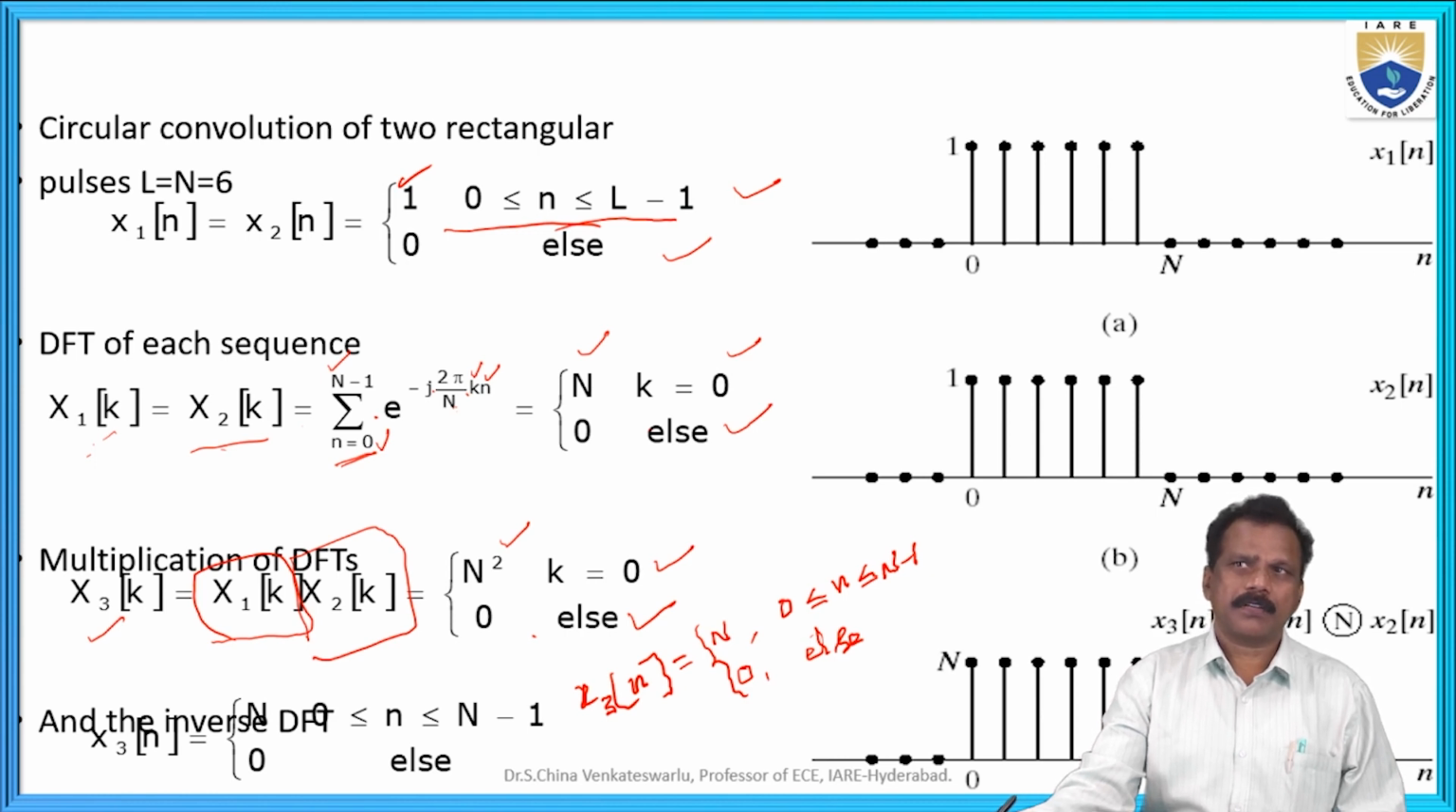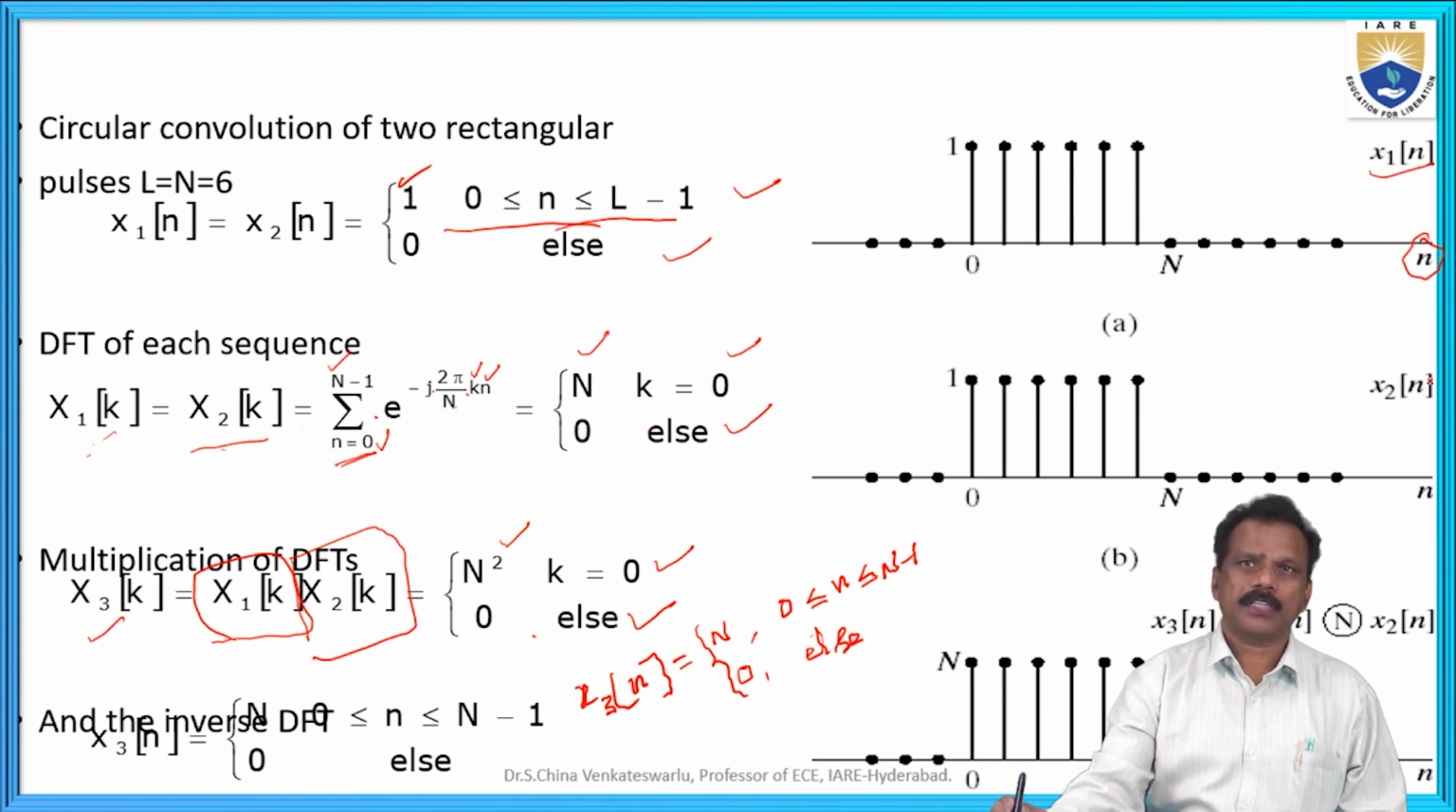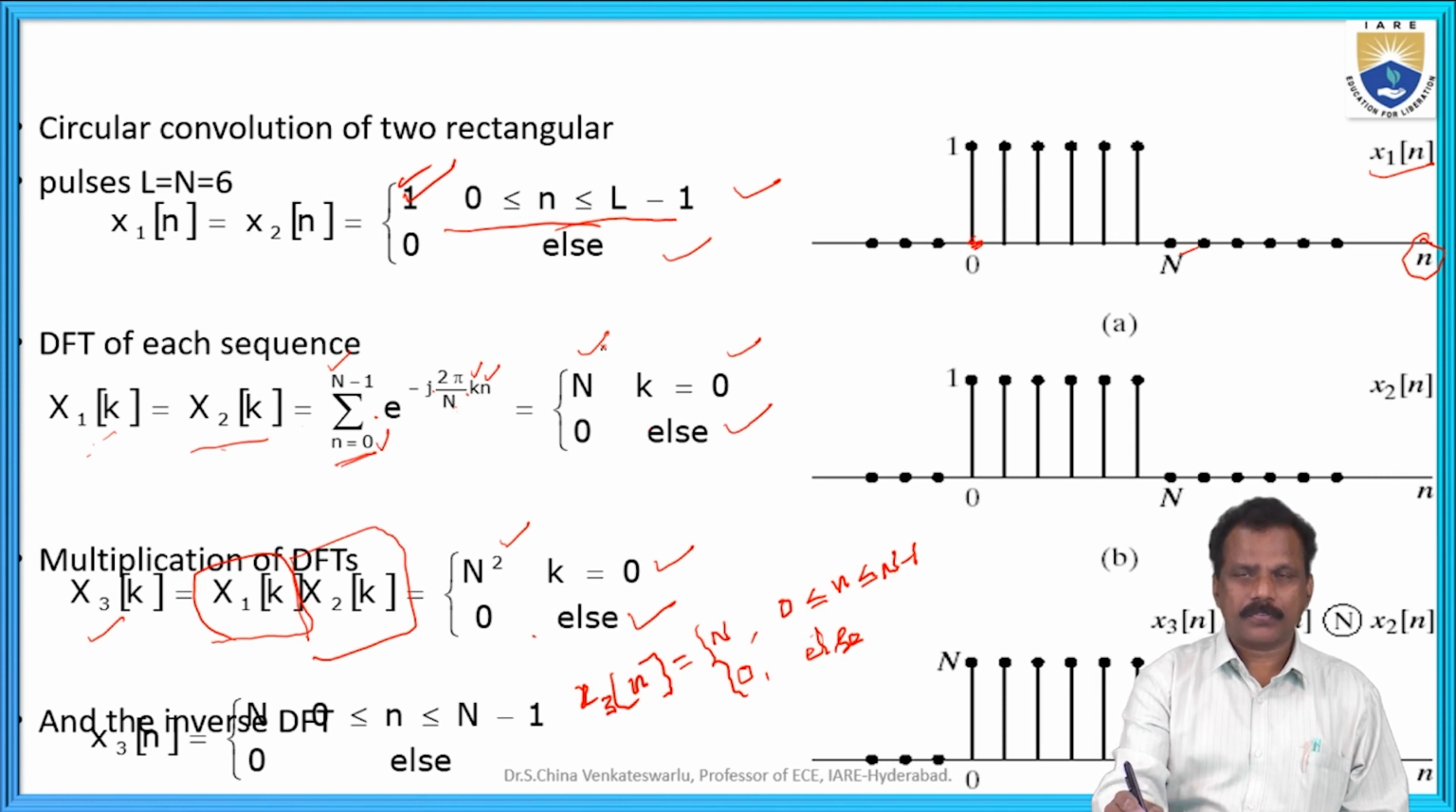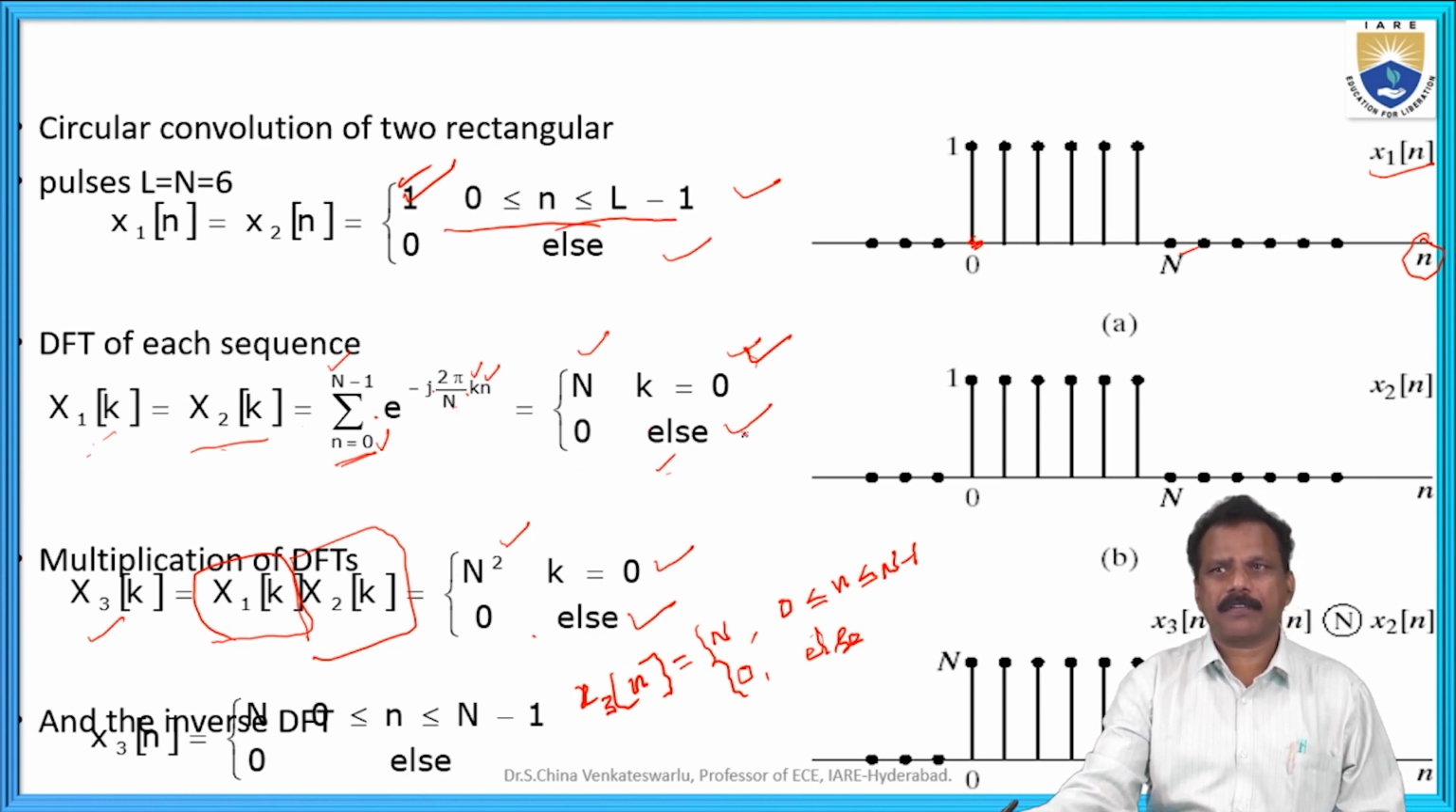So for the graphical representation of this, we have to verify n versus x1 of n. Here it is 1, the origin is 0 and 1, and up to N. Next one is n versus x2 of n, which is N for k equal to 0, like this, 0 elsewhere, and similarly x3 of n.